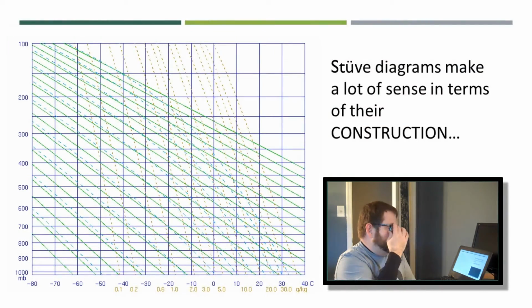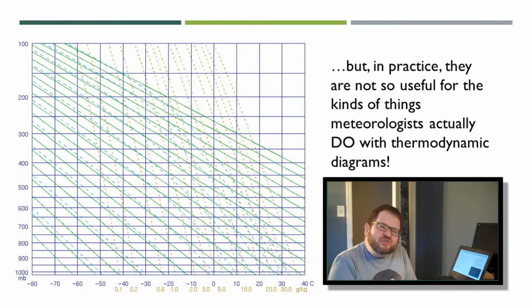Just to kind of give an analogy here. Stuve diagrams make a lot of sense in terms of how we built them. We came up with this plan, just a perfectly regular x-axis of temperature. The y-axis we had to get a little fancy with, using the reversed log of pressure, but overall it wasn't that big of a deal to think it all through. But in practice, they're just not so useful for the kinds of things meteorologists actually do.